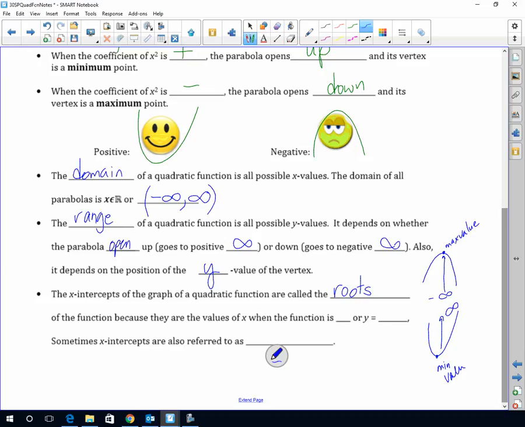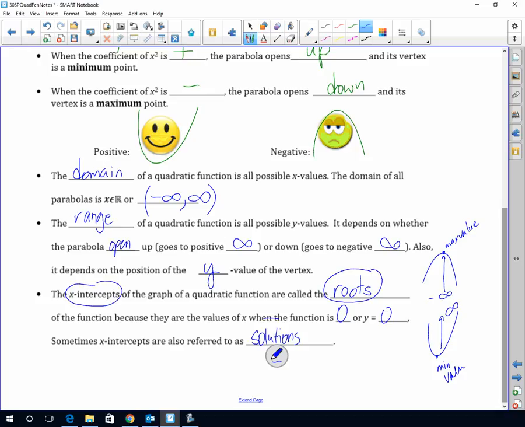Function value f of x is simply a fancy name for y. I actually have a poster in my room at the back that says that. Function notation is just a fancy way of writing y. So remember that. Some x-intercepts are also referred to as, and you might not know, solutions. So x-intercepts, roots, and solutions are all the same thing. We're referring to where it crosses the x-axis. Everybody got that?